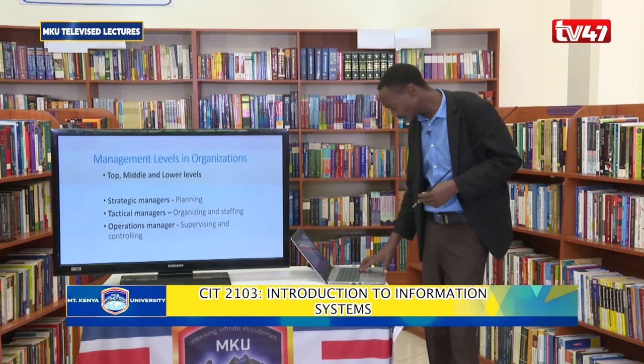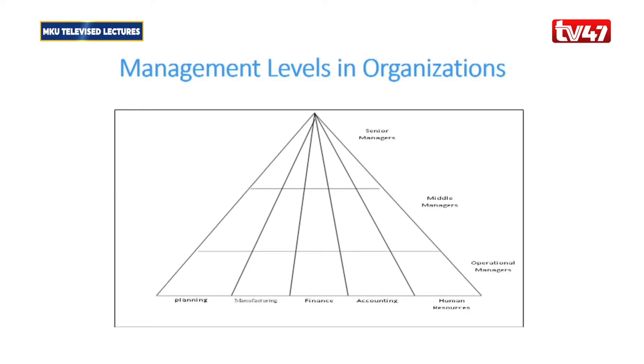When we talk of these management levels, we can relate to this particular small diagram. At the top level, we have the senior managers who deal with strategic decisions or long-term decisions. We have the middle level, where we talk of the tactical managers talking about decisions that relate to implementation of the long-term decisions. And we also have the operational managers who ensure that daily activities go as planned.